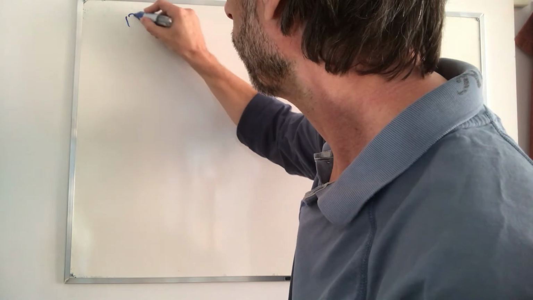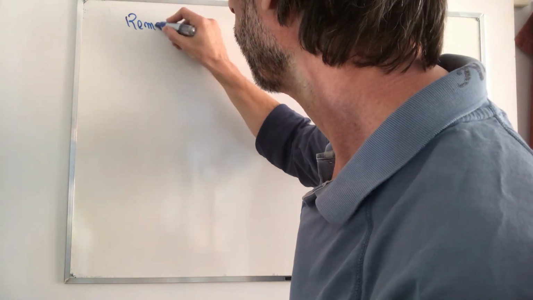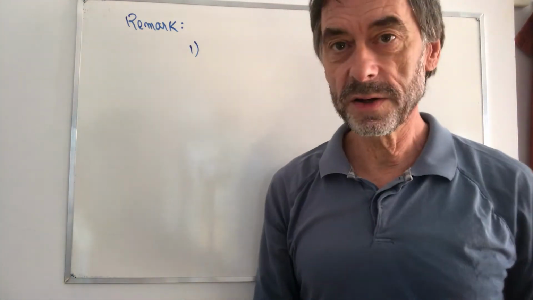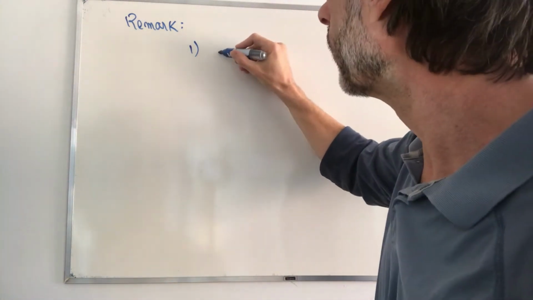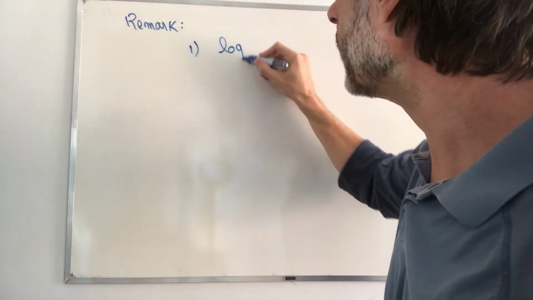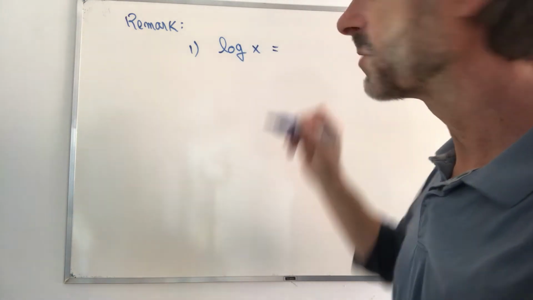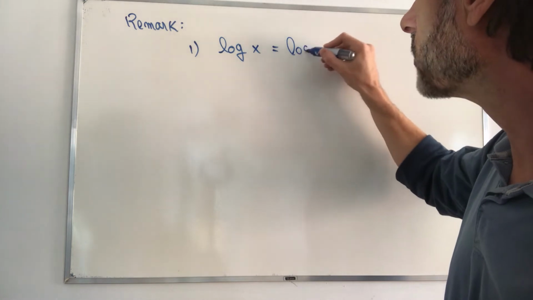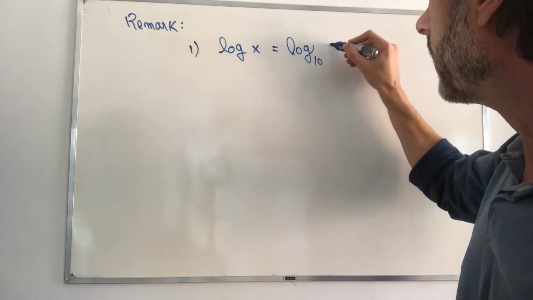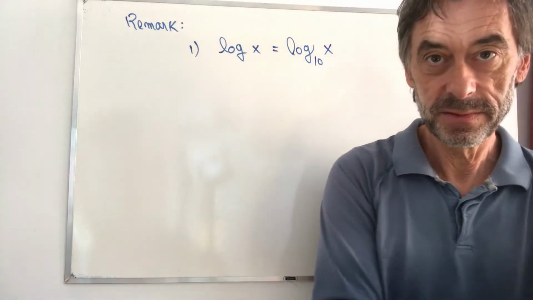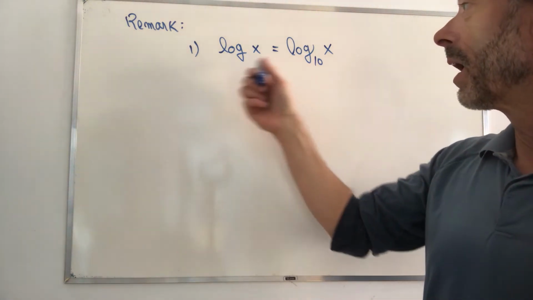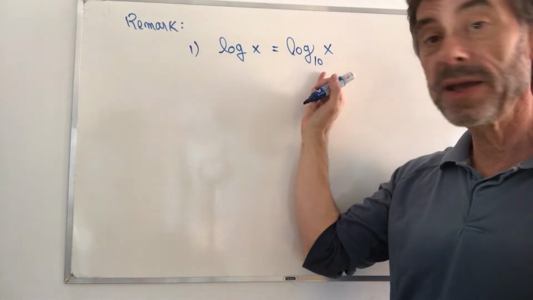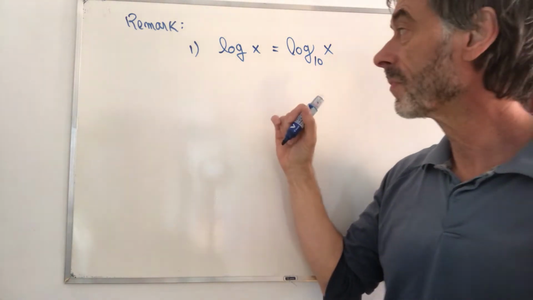Now, remark. I have two little remarks to make. The first one, log of something, that actually is the same as log base 10, right? So when you see log without a base, it is assumed that the base is 10.